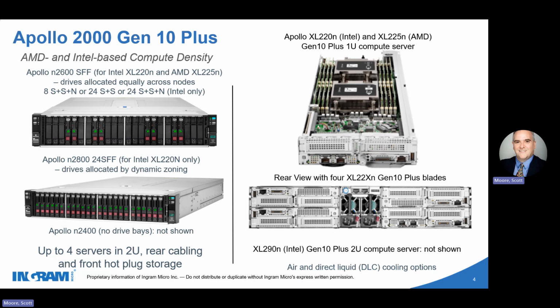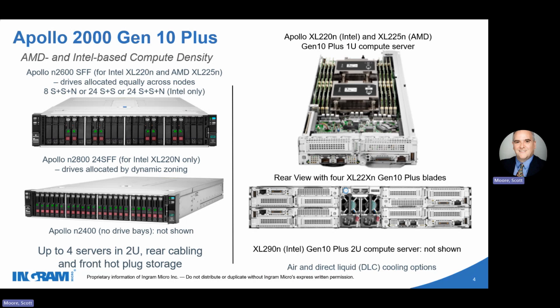There's also an XL290N, which is only available in an Intel version, and that was a 2U high server, again, in case you wanted to do PCI or needed the expandability for more PCI expansion. The Apollo 2000 Gen 10 Plus is available in an air and direct liquid cooling option. And if you're looking for the information on the components needed for direct liquid cooling, that is detailed in HPE's quick specs.